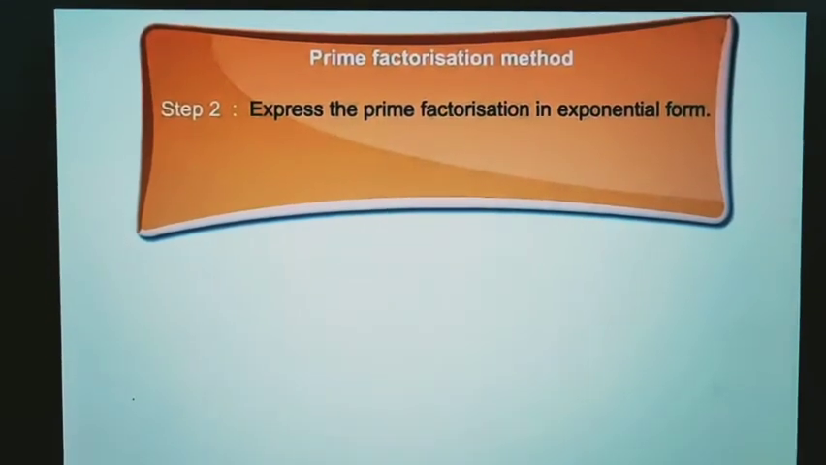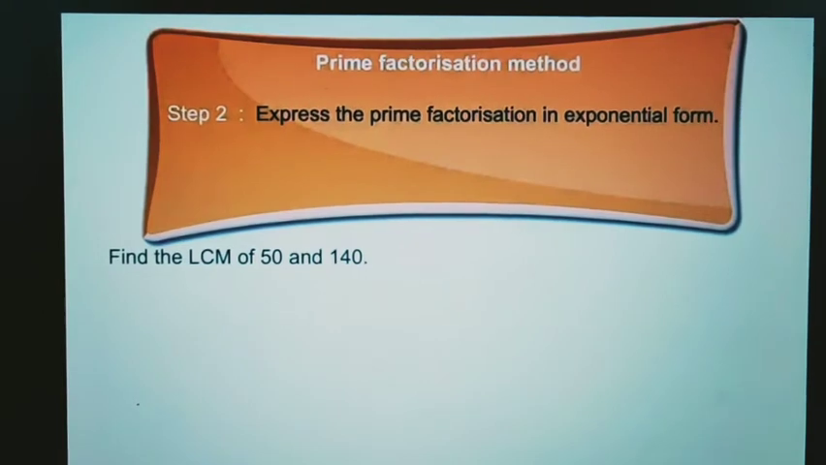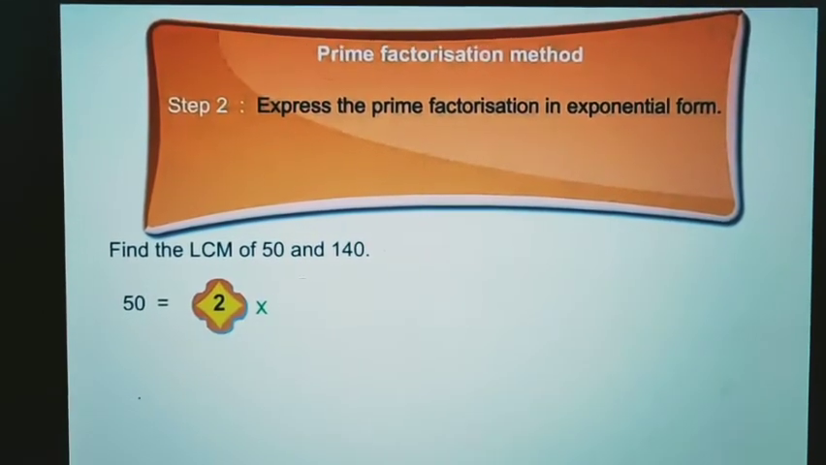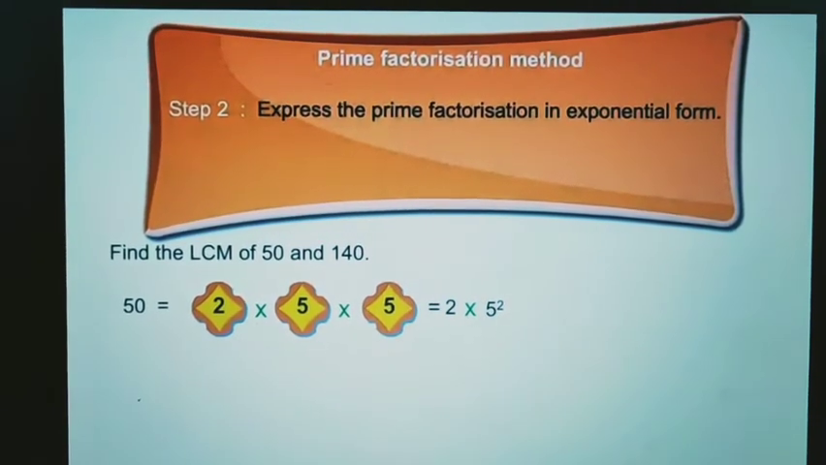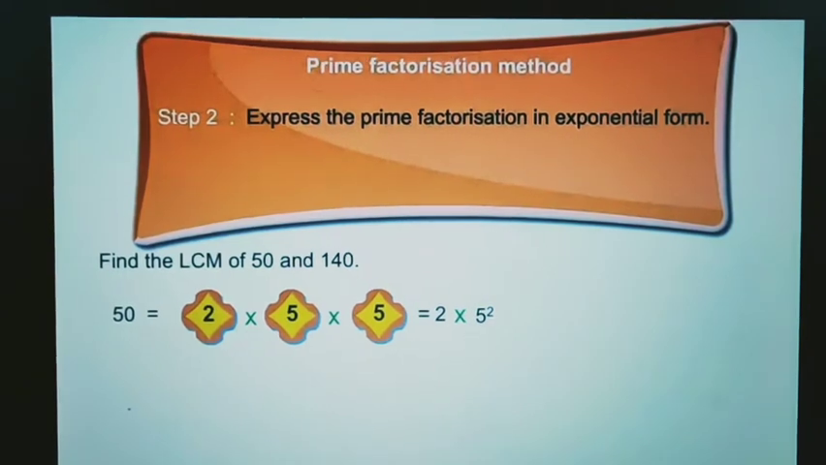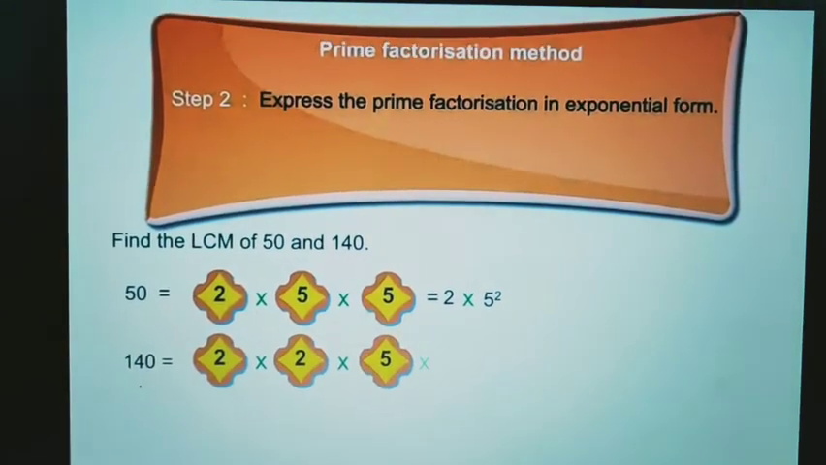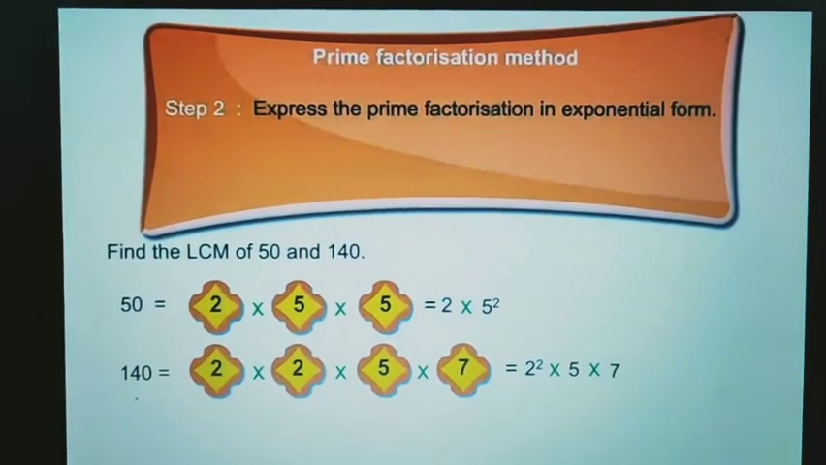For example, let us find the LCM of 50 and 140. The prime factors of 50 are 2, 5 and 5, that is 2 times 5 squared. The prime factors of 140 are 2, 2, 5 and 7, that is 2 squared times 5 times 7.